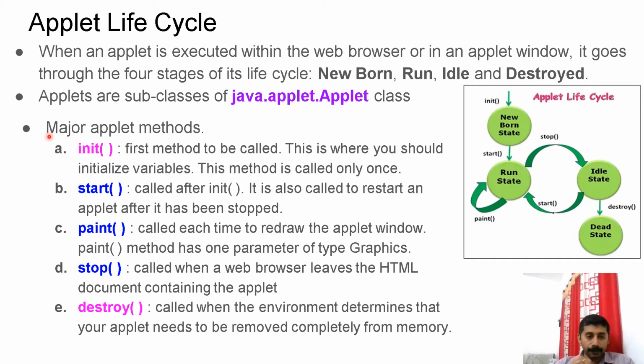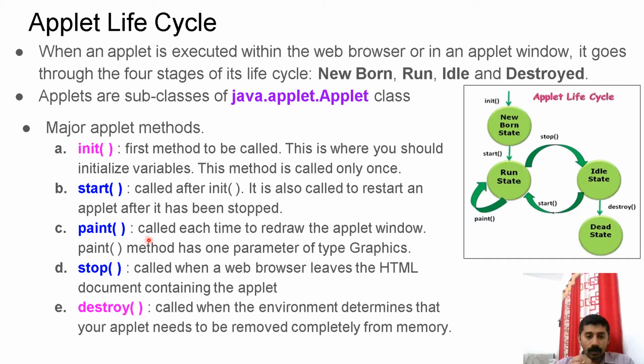Means you will create a class which is inheriting from this class. Okay, major applet methods. Init is the first method to be called. This method is where you should initialize the variables. This method is called only once. Next is start, called after init. It is also called to restart the applet after it has been stopped. So applet state can switch between running and idle. Once it is in the idle state, if you have to restart it again, the start method will be invoked. So start and stop can happen many times.